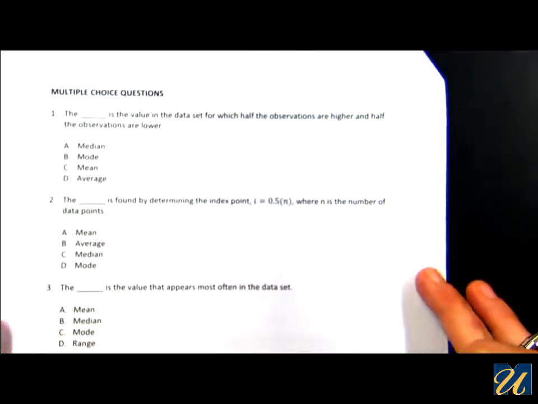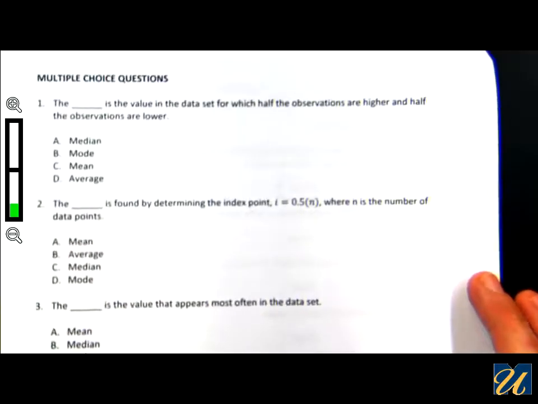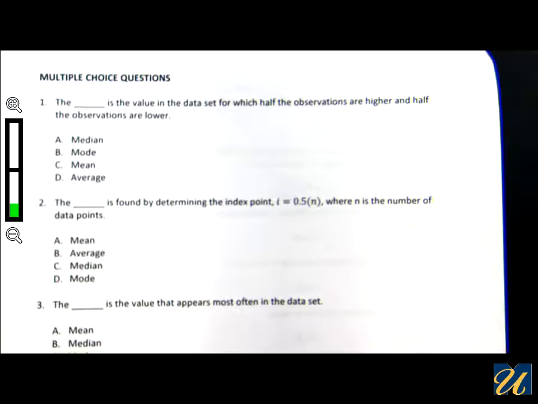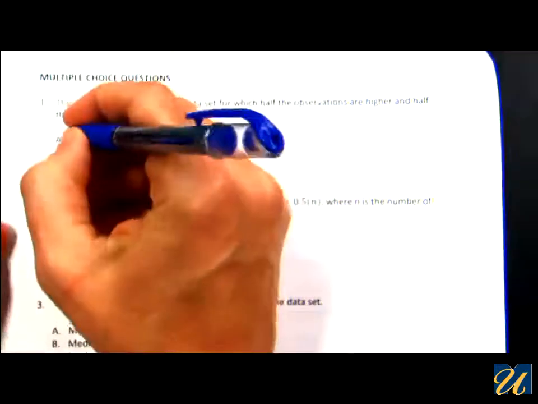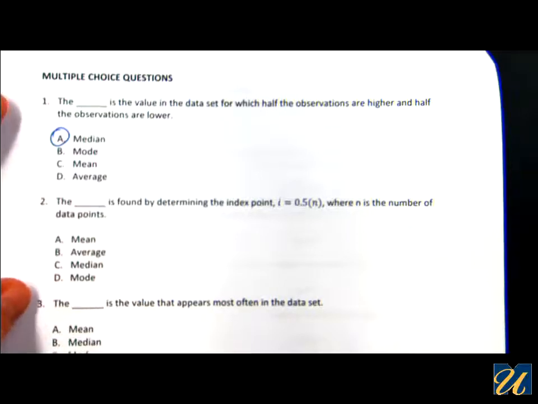Let's take a look at the multiple choice questions. What is the value in the data set for which half of the observations are higher and half of the observations are lower? This would be the median. The median is found by determining the index point i, 0.5 times n, where n is the number of data points. This would be your median.